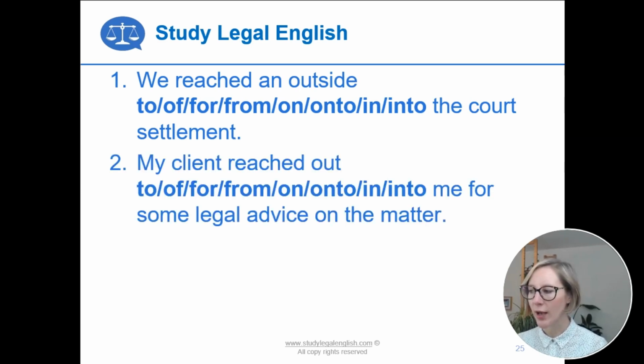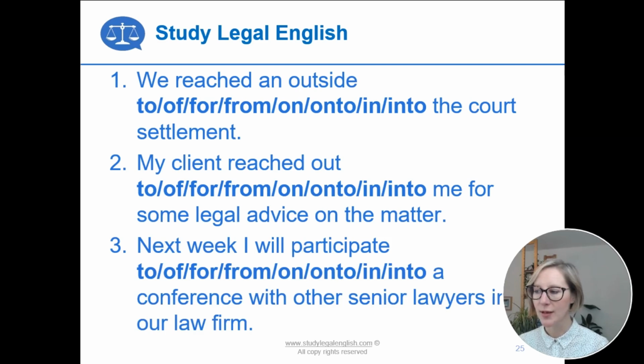My client reached out, space, me, for some legal advice on the matter. My client reached out to, of, for, from, on, onto, in, into me for some legal advice on the matter. So choose the correct preposition there. 3, 2, 1. All right, number 3.